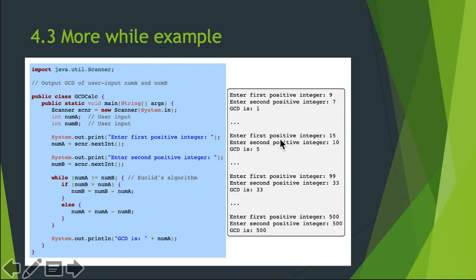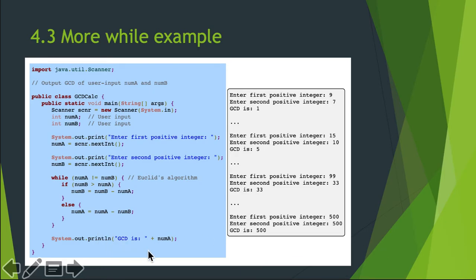So a few more examples. Basically the following example uses a loop to compute a mathematical quantity. The program computes the greatest common divisor, or GCD, of two user entries, num A and num B. Set num A to num A minus num B, and set num B to num B minus num A. These steps are repeated until num A equals num B.